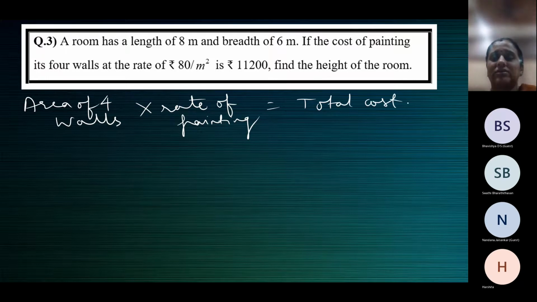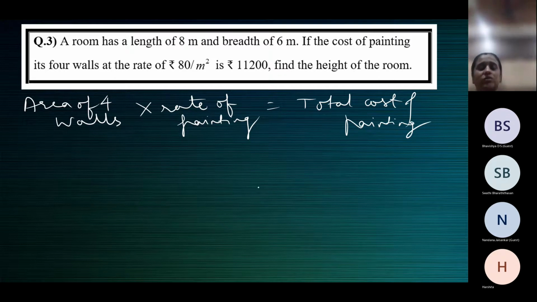Total cost of painting. I'll tell you why. Now see here, supposing you calculate the area of 4 walls of your room, and supposing it is 100 meters square. Now, what is the rate? 1 meter square, 80 rupees.